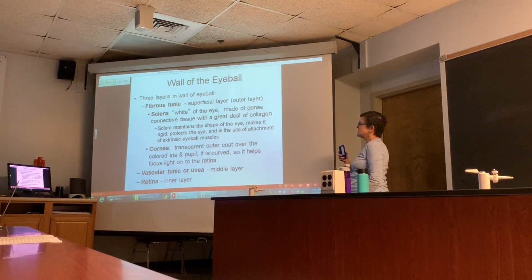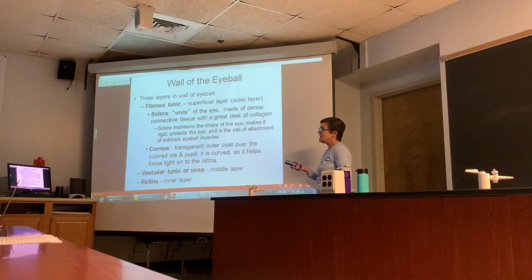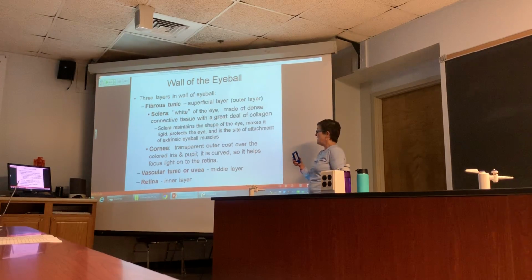It's dense connective tissue, dense irregular connective tissue with a lot of collagen, which is why it's white. You may recall that collagen is a white protein fiber, and it gives tissues that contain a lot of collagen a white appearance. That's why the whites of your eyes are white. And the sclera is very strong. It's thick and strong, and it helps maintain the round shape of your eye and prevents the eye from collapsing.